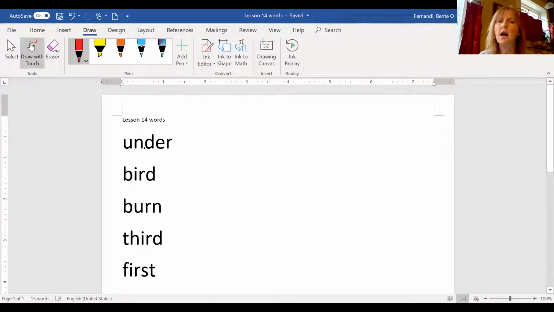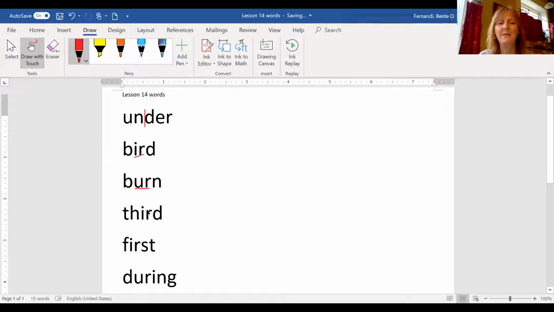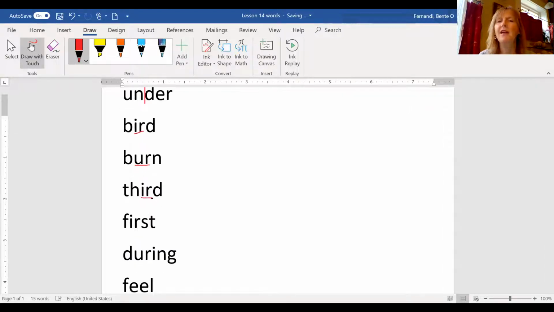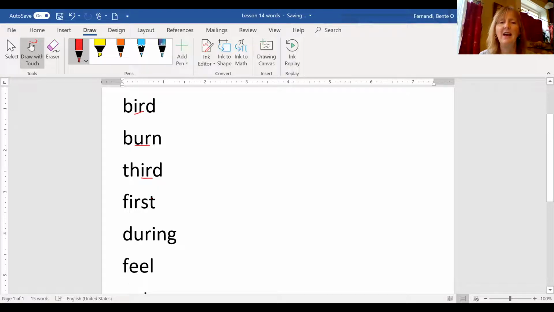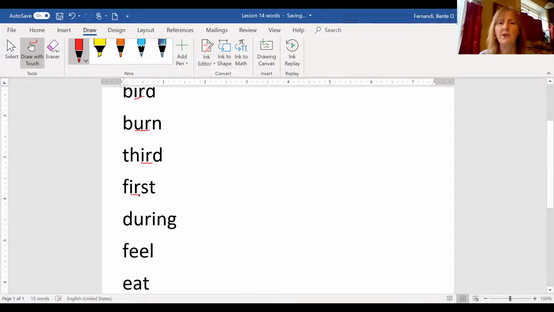So our first word is under. If we think about our syllables, we have two. Under, we have that sound at the end of the word. And we're going to divide the syllable right there. Then we have bird. We're using the IR in the middle of the word. We have burn, UR in the middle of the word. Third, IR in the middle of the word. First, also in the middle of the word.